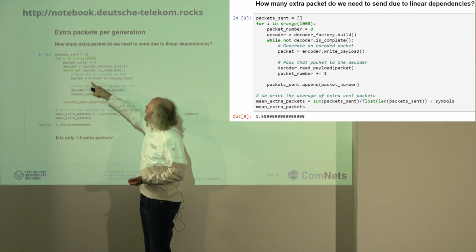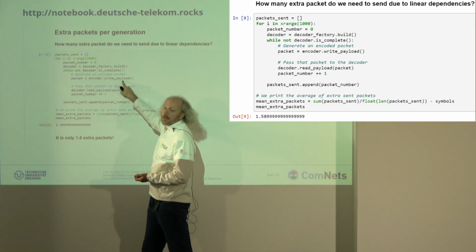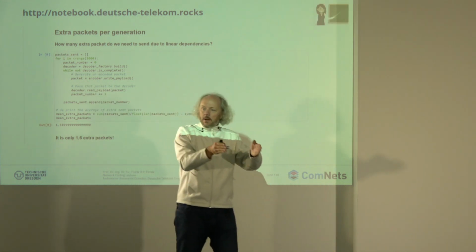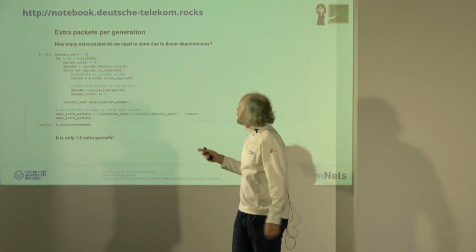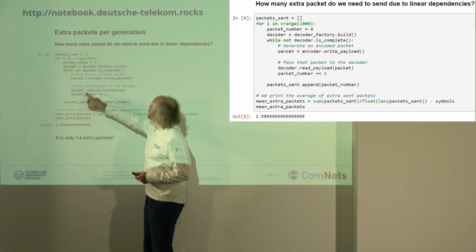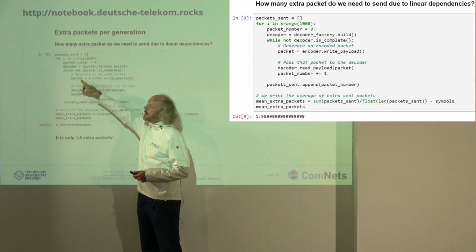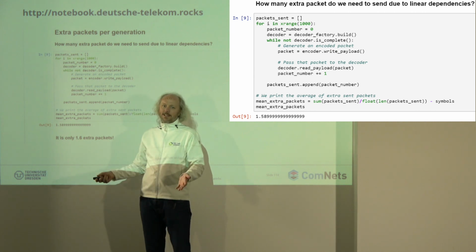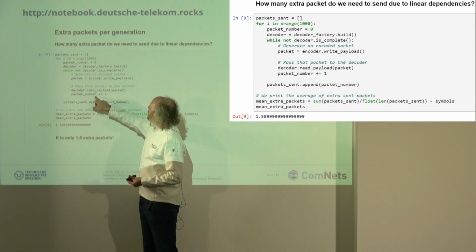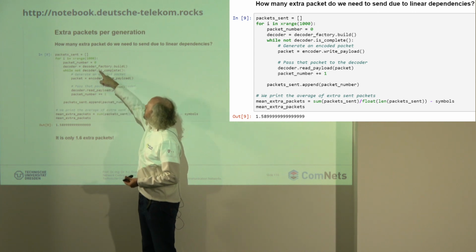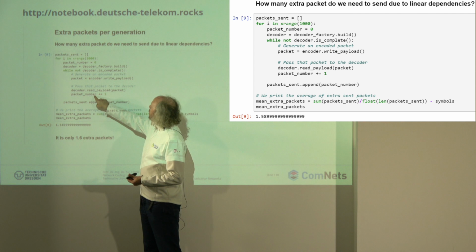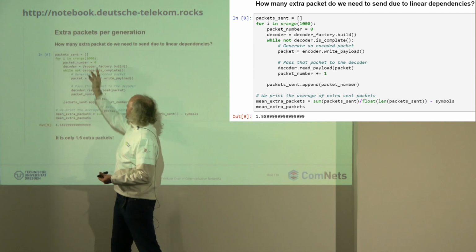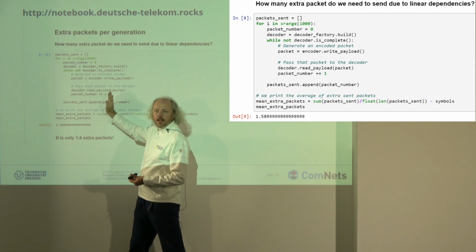So you go in, you encode, you ask the encoder, give me a packet. And he will give you a packet. And this packet is a coded packet in the binary field plus the encoding vector. You can even print it if you want, right? And then you say to the decoder, read payload, and give him exactly the packet. So I take it out of the encoder, I give it to the decoder. Very simple example, right? And then you say packet number +1, and you do this until he will say, I'm complete. And then you remember the packet number, and you append it to a field of packets sent, which is just a list, and every time you say how many times you had to transmit it.